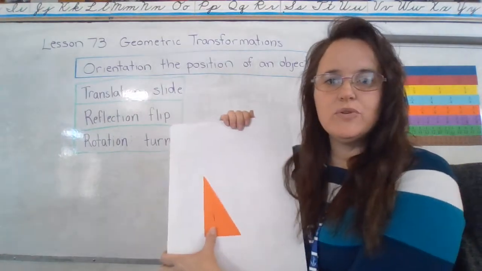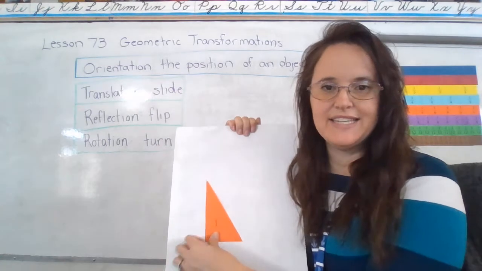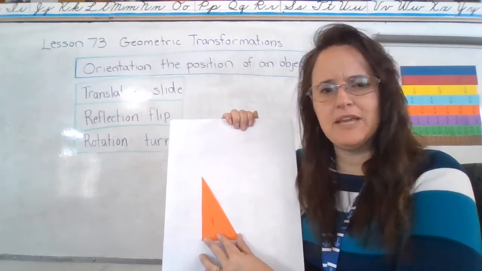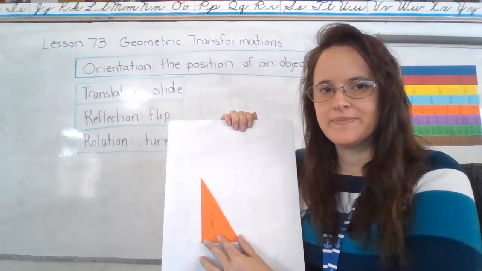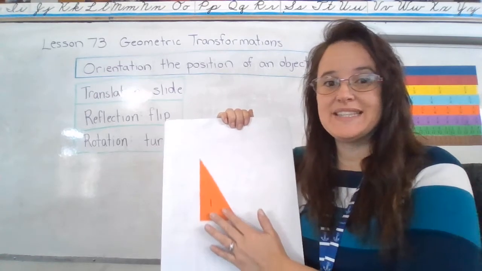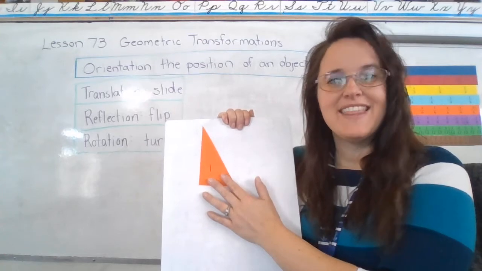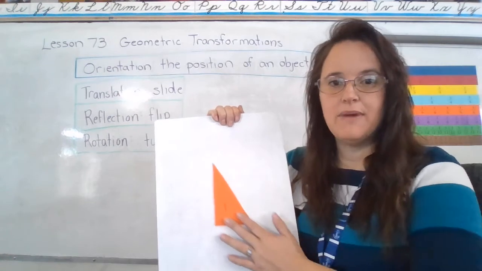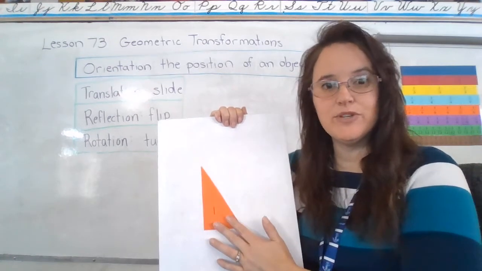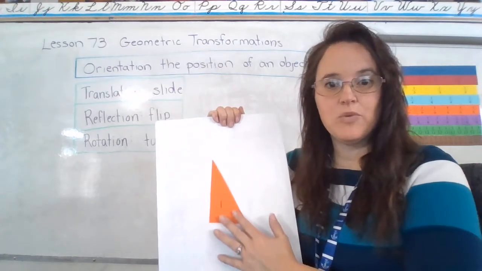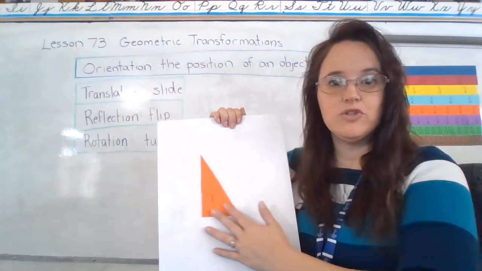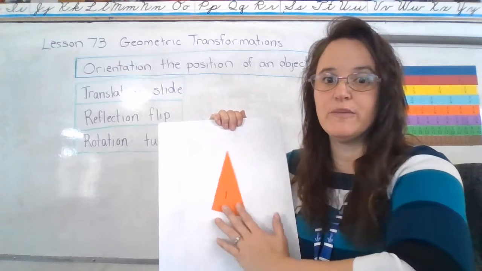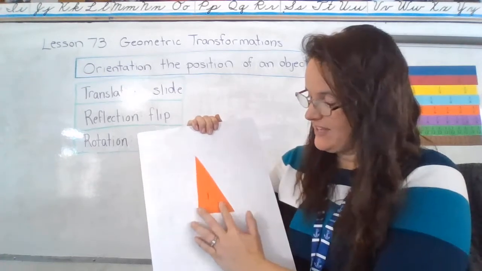And I want you to translate your triangle. Translate. What does that mean? What are you supposed to do? Did you slide your triangle? That is translation. I am translating my triangle. I didn't give you a direction, so it doesn't matter which way you slid it, but you don't want to pick it up off the page and you don't want to turn the point any other way. You're going to leave it sitting like this.